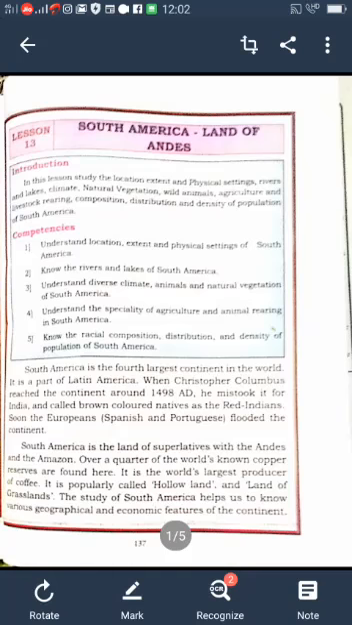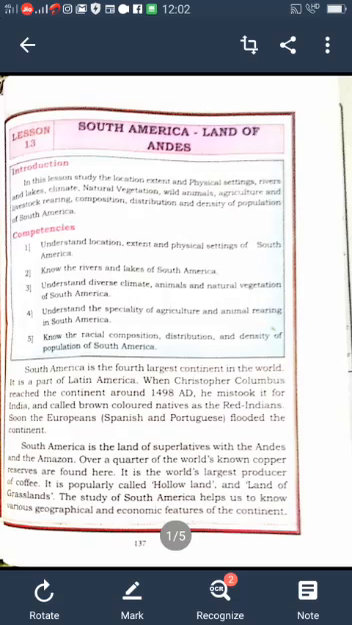Understood? South America is a land of superlatives, with the Andes and Amazon. Over a quarter of the world's known copper resources are found here. It is the world's largest producer of coffee also. It is popularly called Hollow Land and land of grasslands. The study of South America helps us to know the various geographical and physical features of the continent.